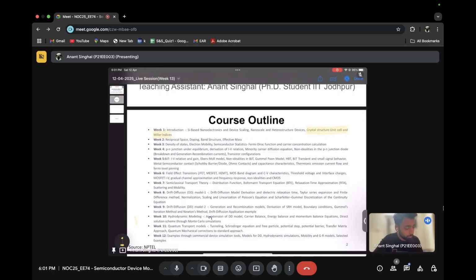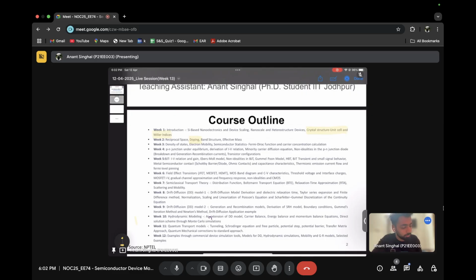Similarly, for week two, we continued with Miller indices and went to reciprocal space. That is not very important, but the main thing we learned in this lecture is the doping part, because conduction is because of the doping. We do not get anything out of undoped semiconductors because they are only intrinsic semiconductors.